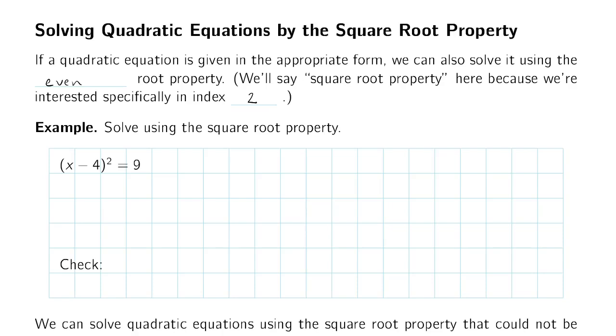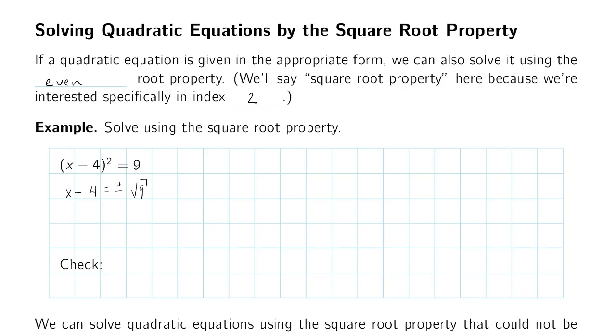So this is the equation that we solved at the end of the previous video. X minus 4 squared is 9. And we can solve that by multiplying it out and then getting 0 on one side and then factoring. But we can solve this more directly using the square root property, namely x minus 4 is one of the square roots of 9.